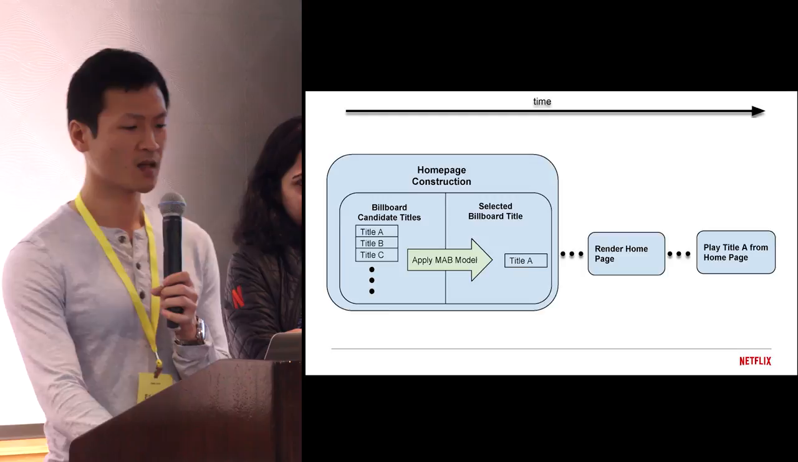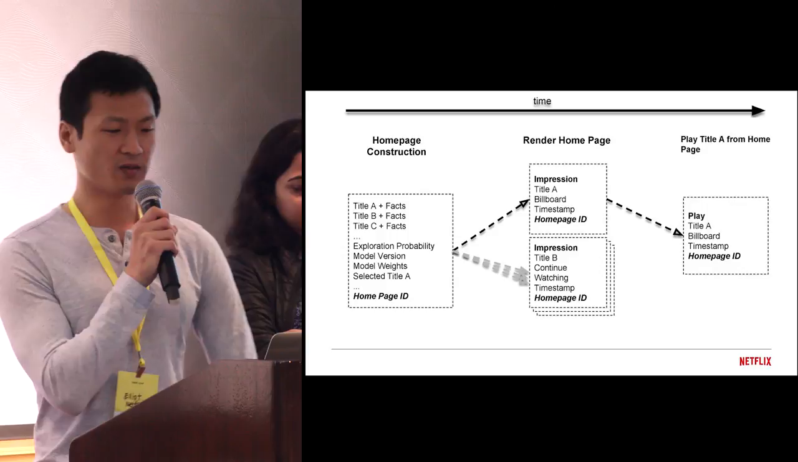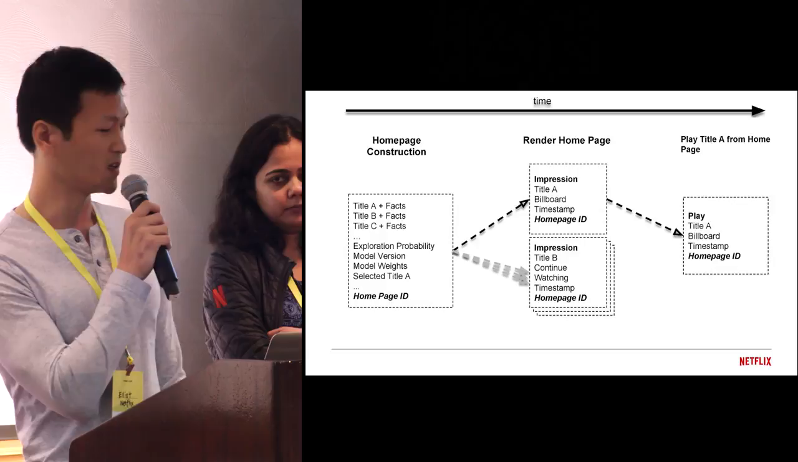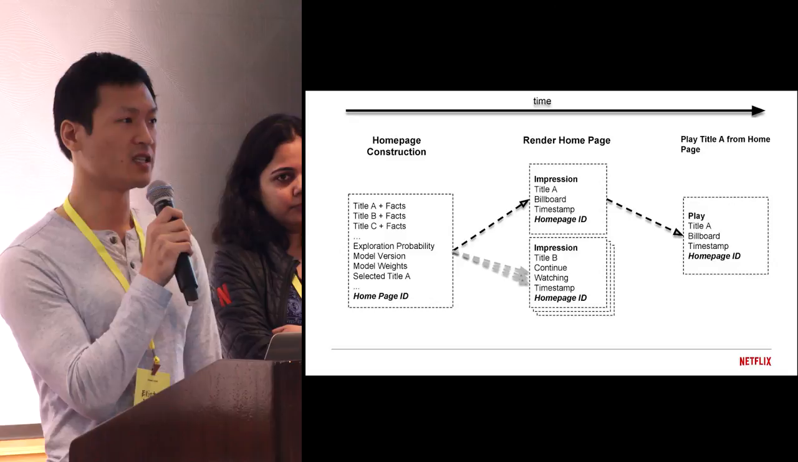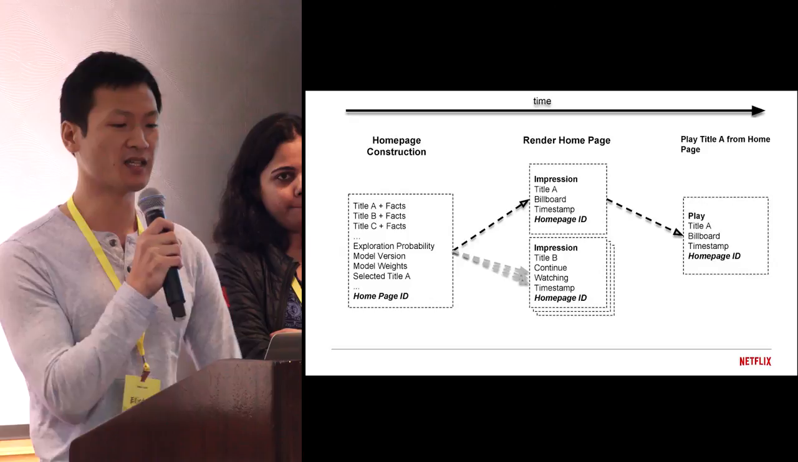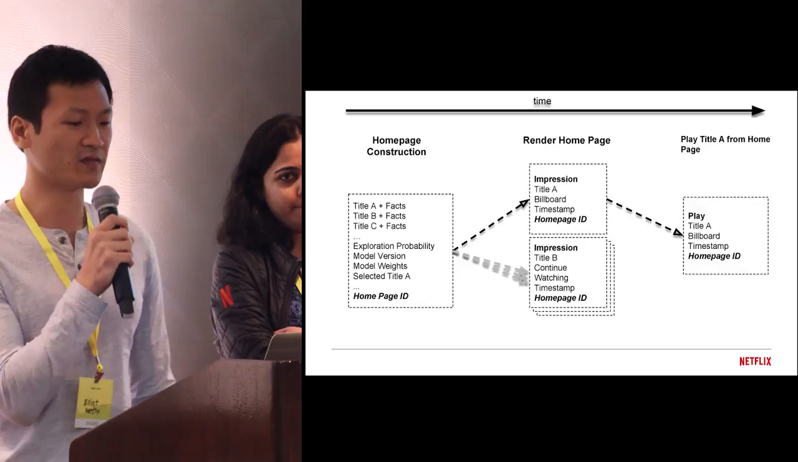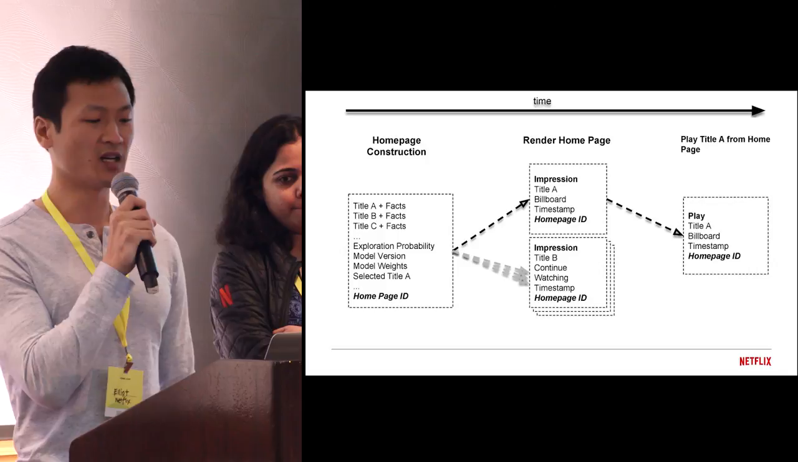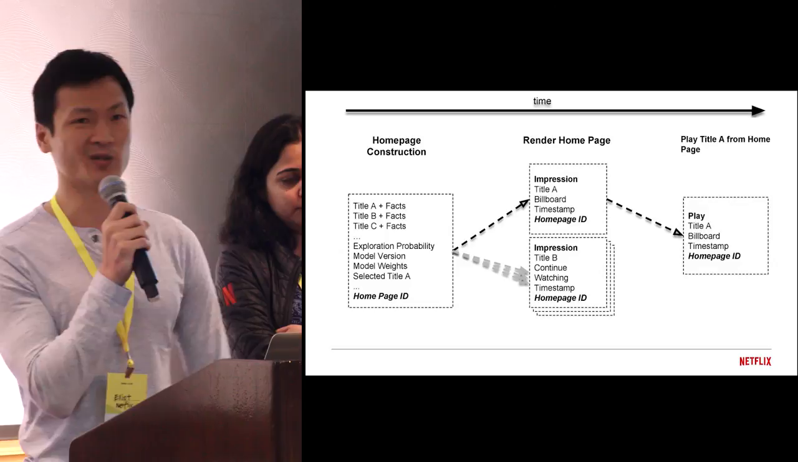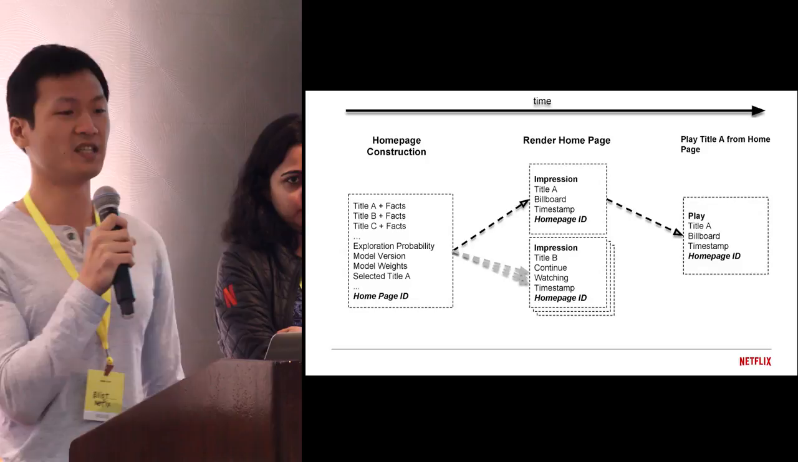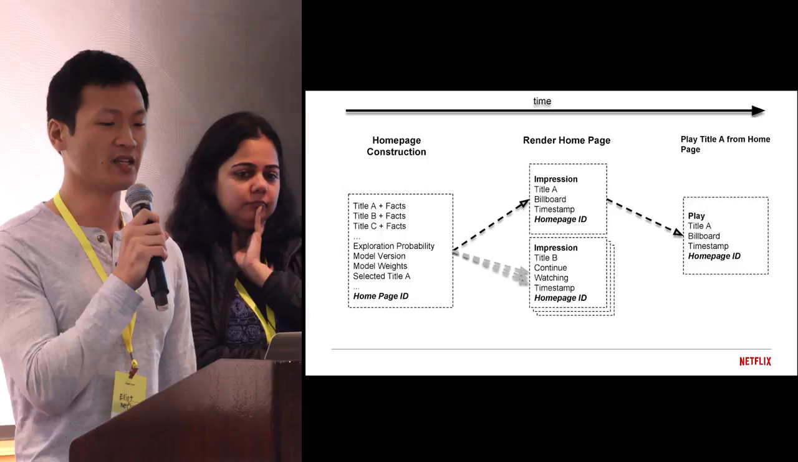On the logging side, this is what we observe. The key relationship we want to establish is these dark arrows at the top here. This connects the data used for generating the recommendation all the way through to what the user actually sees on the device and to the ultimate response, which in this case is a play of title A. The gray arrows at the bottom show additional relationships that we might be interested in, a possible sessionization strategy we might want to apply. In this case, in addition to just the play and the impression that directly led to the play, we are also interested in the impressions coming from the rest of the homepage.